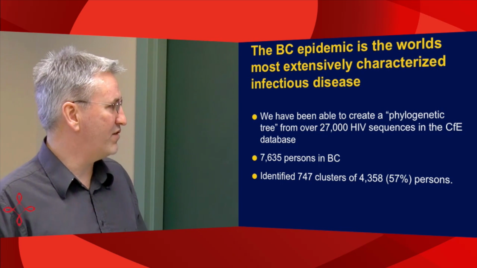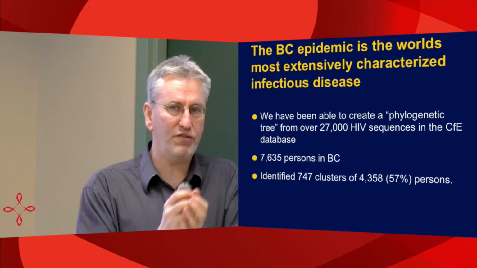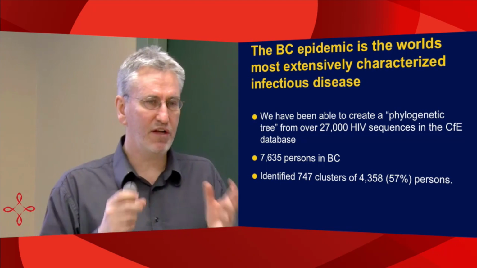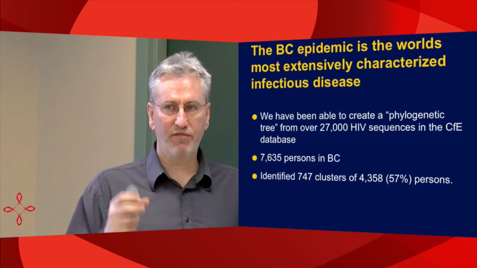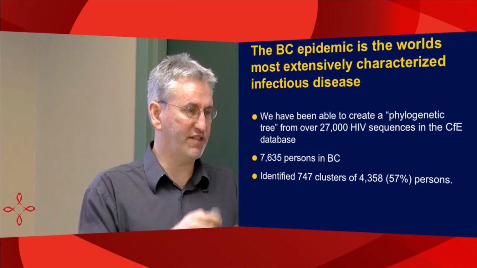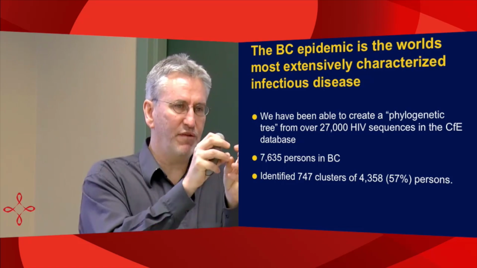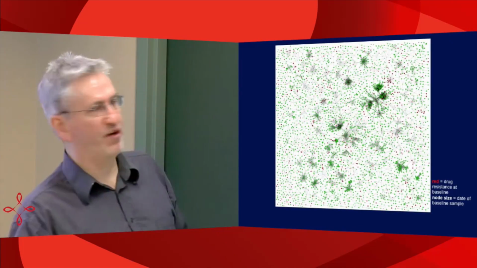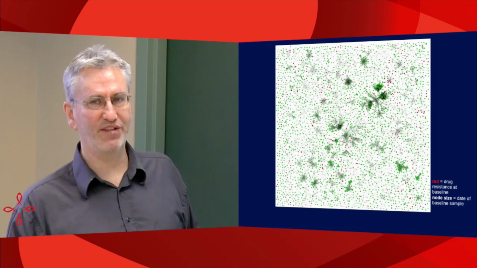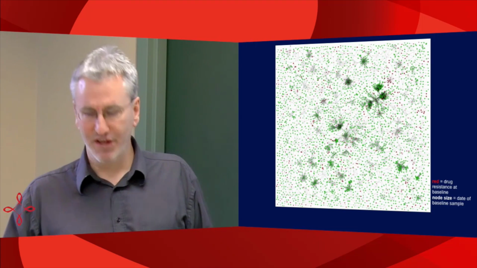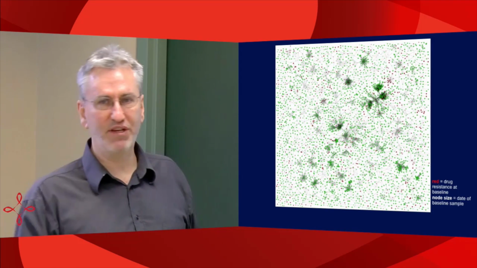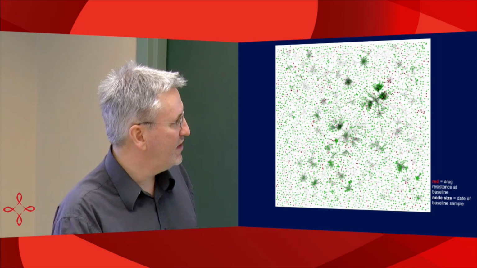It's from 7,000 people, and we can look and identify closely related clusters, almost about 750 closely related clusters from about half of our population, where we can say, your virus is very similar to your virus and your virus and your virus. And we got this pretty picture. You're not really intended to get anything other than a general feeling from this. This is about a quarter of the map of BC's transmitted virus. And you see these little clusters.